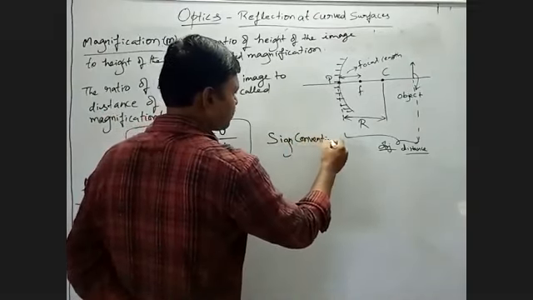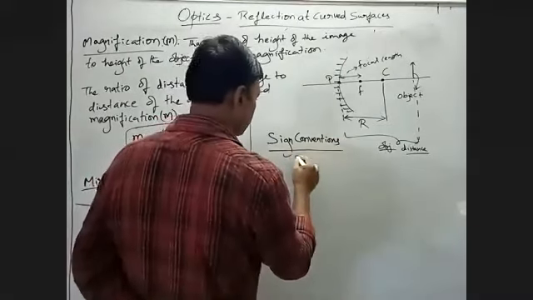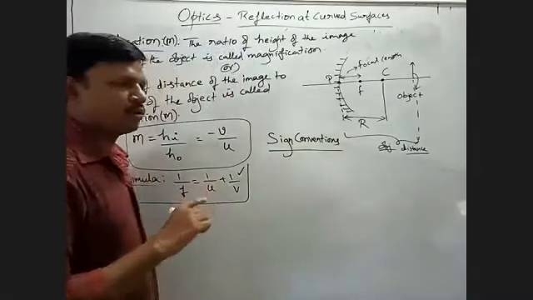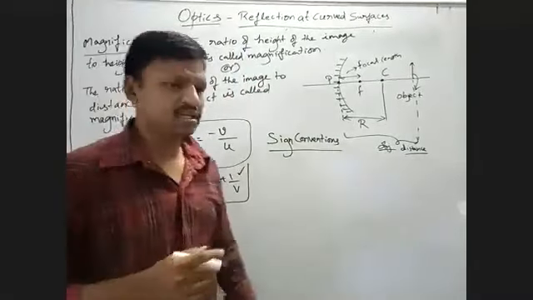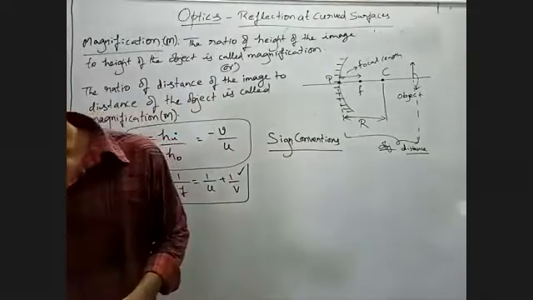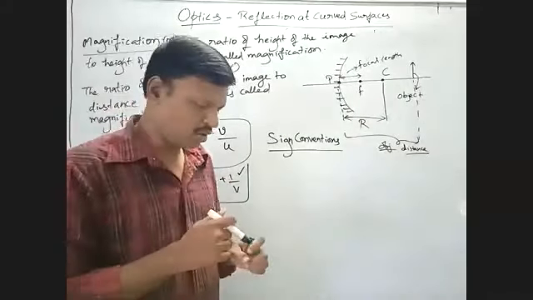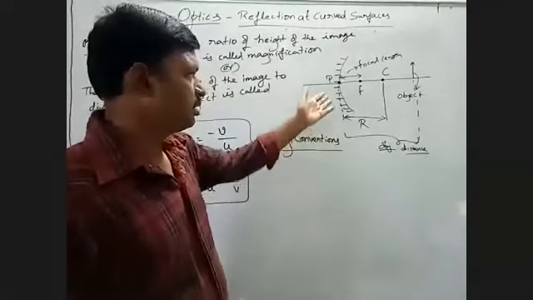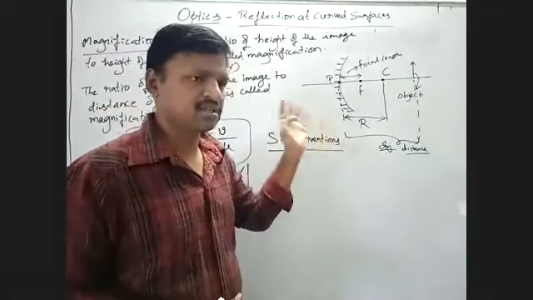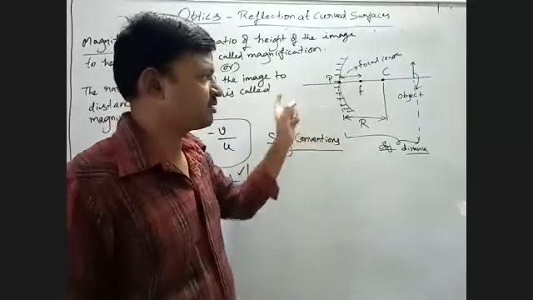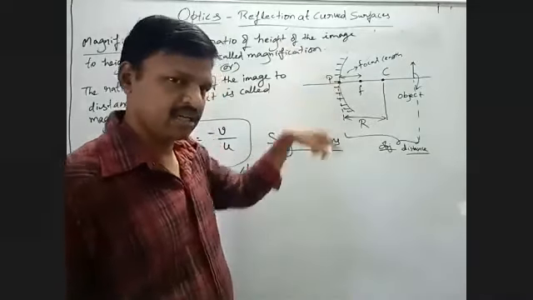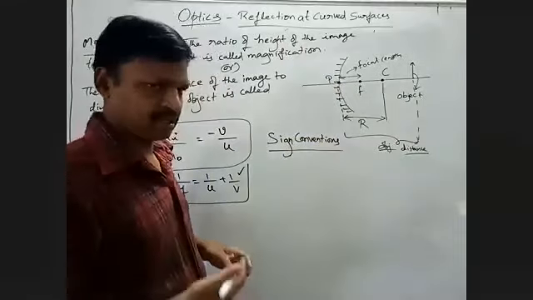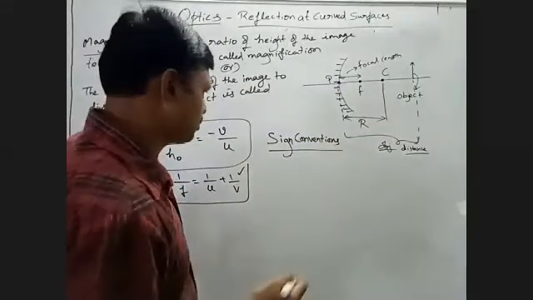So what is sign convention? It is a set of rules to make our calculations clear. The set of rules to be followed while measuring the distances, whether it is the object distance, image distance, focal length, radius of curvature, and also the height of the image and height of the object. So what are the sign convention rules?